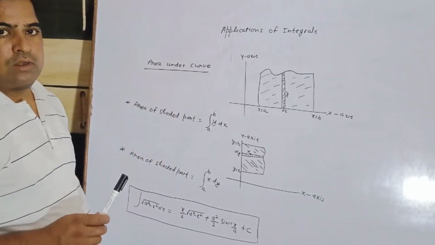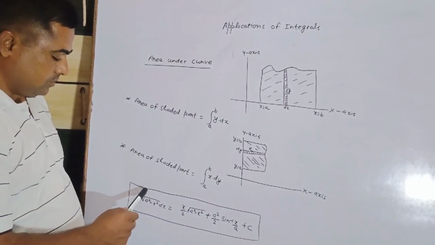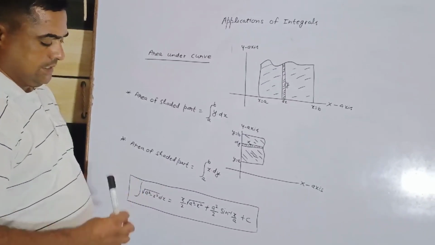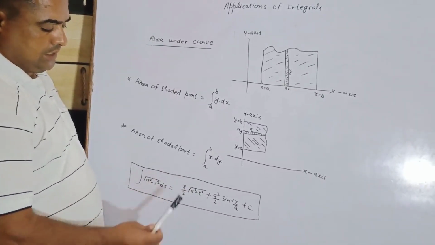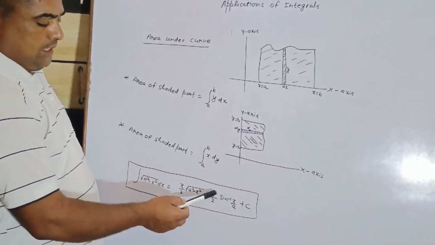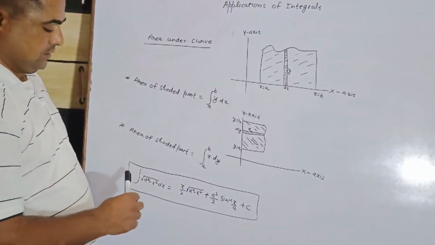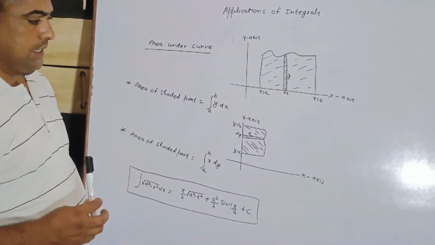In this chapter, we will use one formula, maximum time. Integral under root a square minus x square dx. This will be x upon 2 square root of a square minus x square plus a square by 2 sine inverse x upon a plus c. This is the integral of under root a square minus x square.